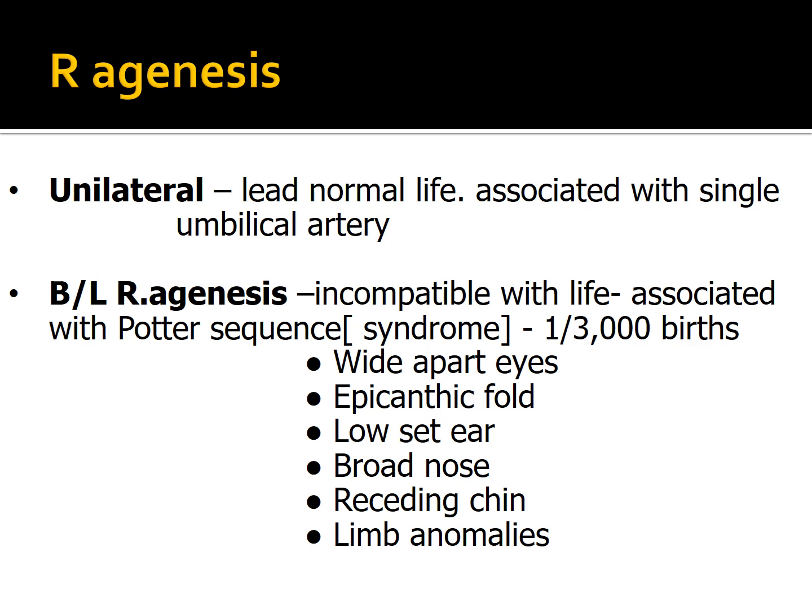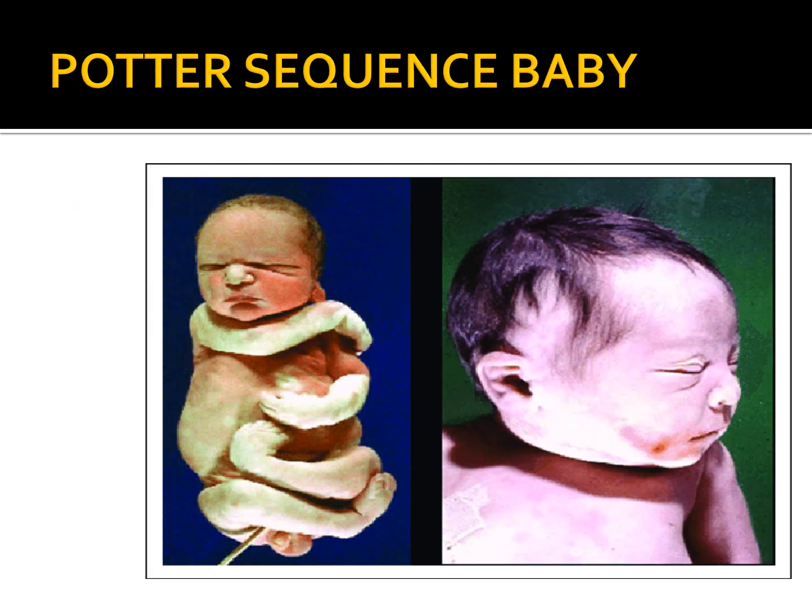Here it is associated with the Potter sequence or syndrome, which occurs 1 out of 3000 live births. With this problem, usually they do not survive. They may survive just a few hours or one day. So this Potter sequence has wide apart eyes, epicanthic fold, low set ears, broad nose, receding chin, and limb abnormalities. This is a Potter sequence baby, where the mother has a severe oligohydramnios and the baby has all these abnormalities, and life is incompatible.